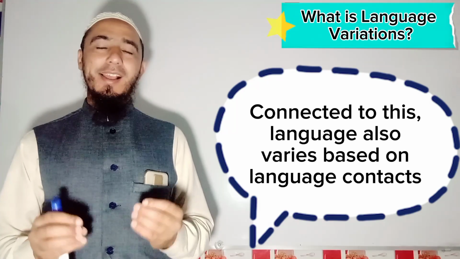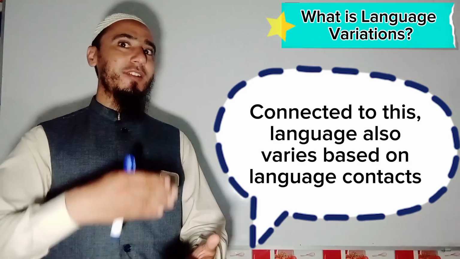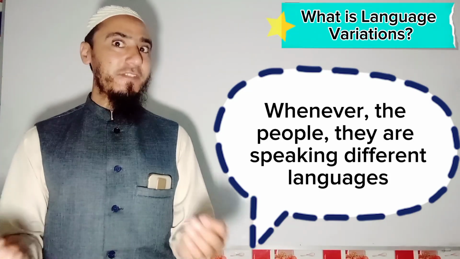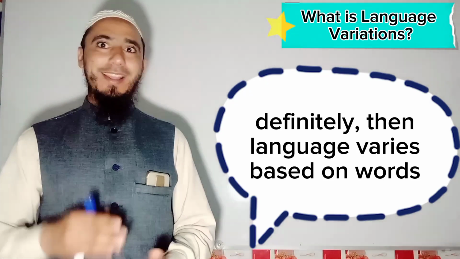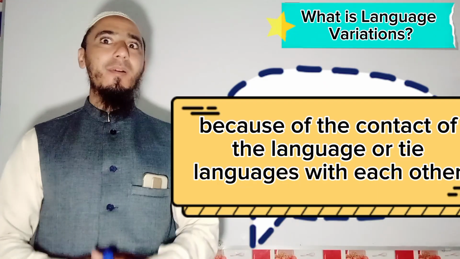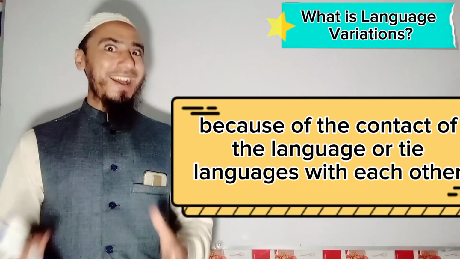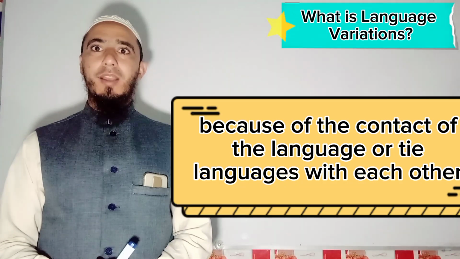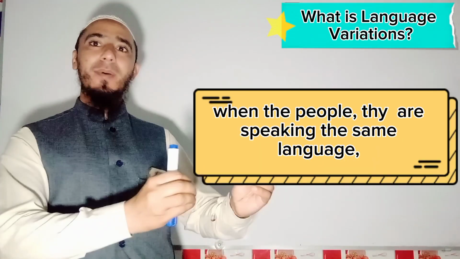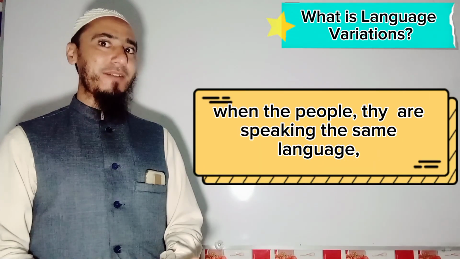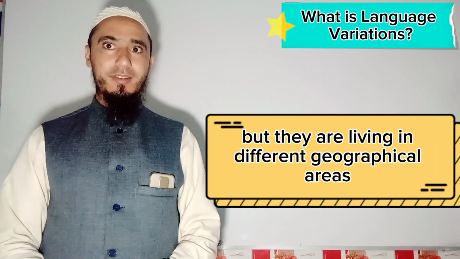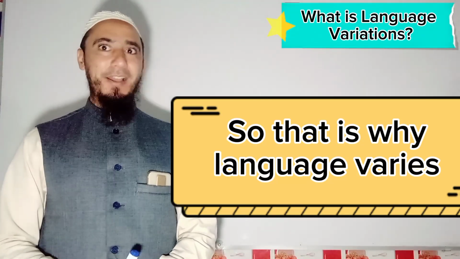Connected to this, language also varies based on language context. Whenever people are speaking different languages, definitely language varies based on words and vocabulary because of the context of the languages with each other. And there are geographical factors as well. When people are speaking the same language but living in different geographical areas, that's why language varies.